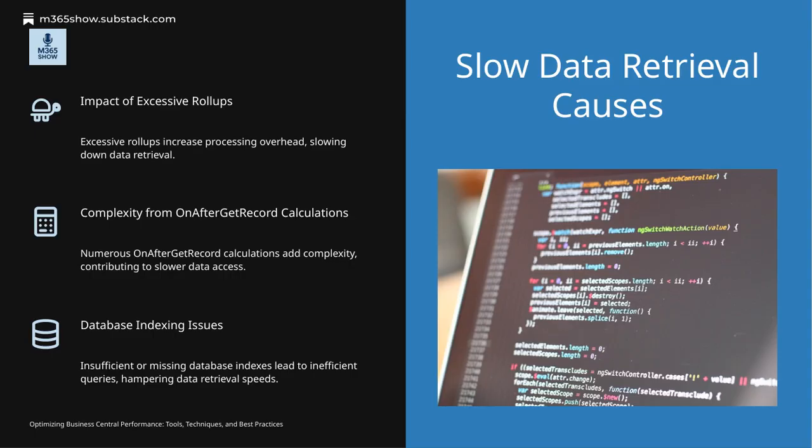If indexes are missing or insufficient on the tables, queries become inefficient. Without proper indexes, the system has to scan through more data than necessary, which significantly hampers retrieval speeds. Understanding these factors helps us identify bottlenecks and optimize performance effectively. They are key pieces in ensuring Business Central runs smoothly and efficiently.